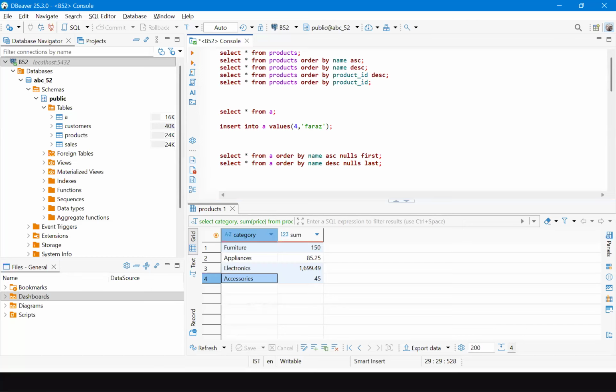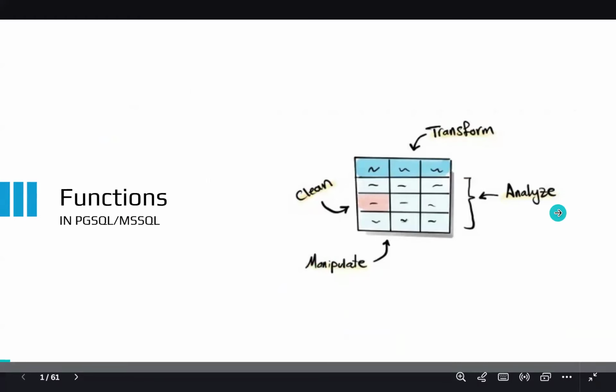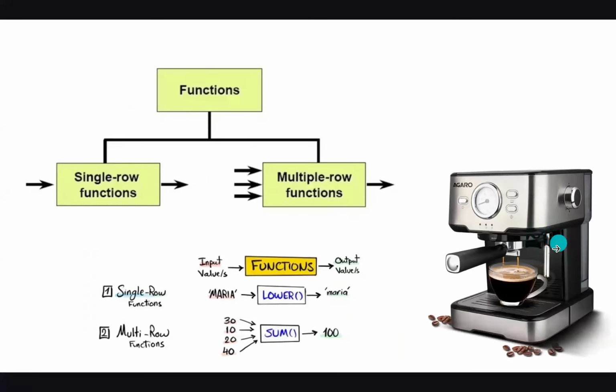So now we are discussing functions. Why do we use functions? Mainly for transformations, manipulation, cleaning, and analysis purposes. These are the four reasons why we use functions. So what exactly is meant by a function? How can I easily remember it? You can take a coffee machine as an example.